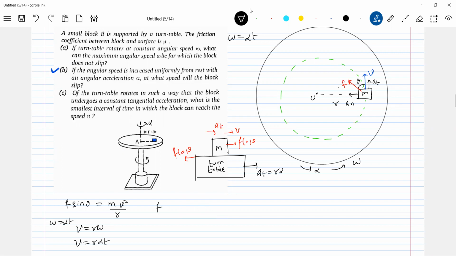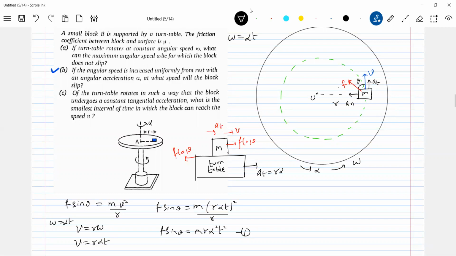Let me substitute all this one. F sine theta equal to m R alpha t whole square by R. So F sine theta is equal to m R alpha square t square. Keep it one equation.